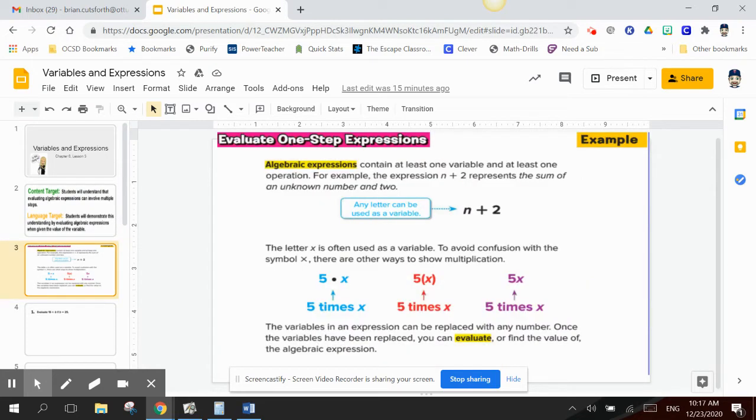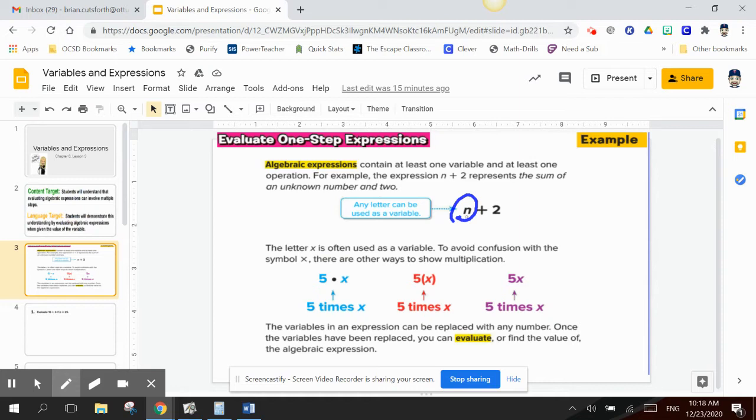So algebraic expressions contain at least one variable and at least one operation. For example, the expression n + 2 represents the sum of an unknown number and 2. Any letter can be used as a variable. So the letter n is a variable. It's a number that we have to find out. The letter x is often used as a variable.